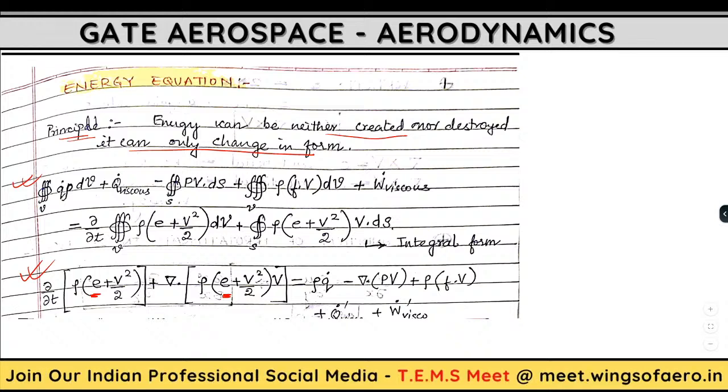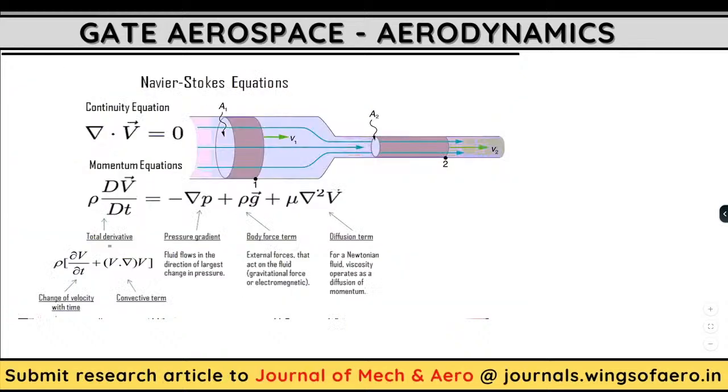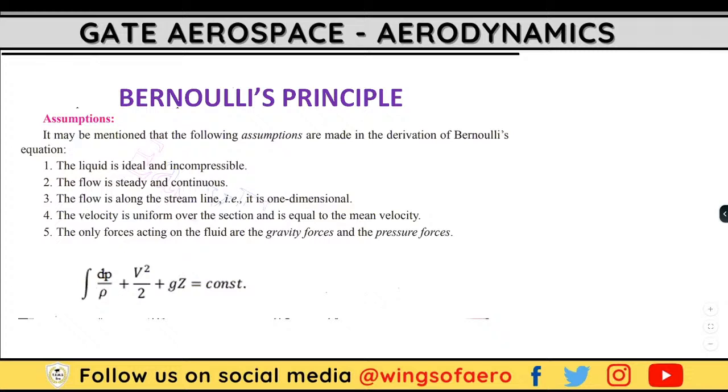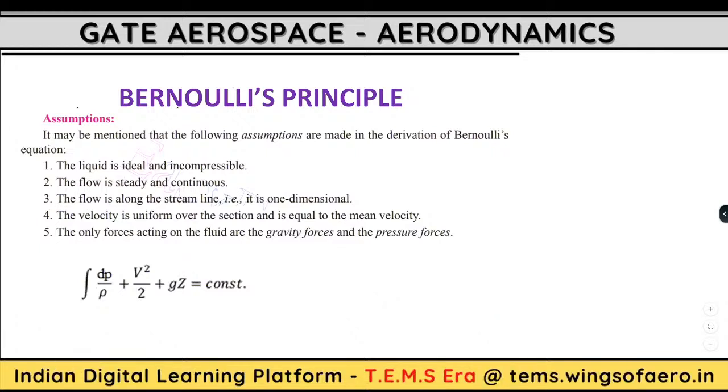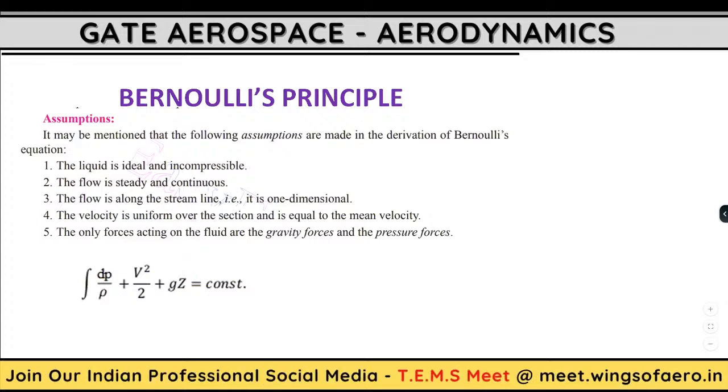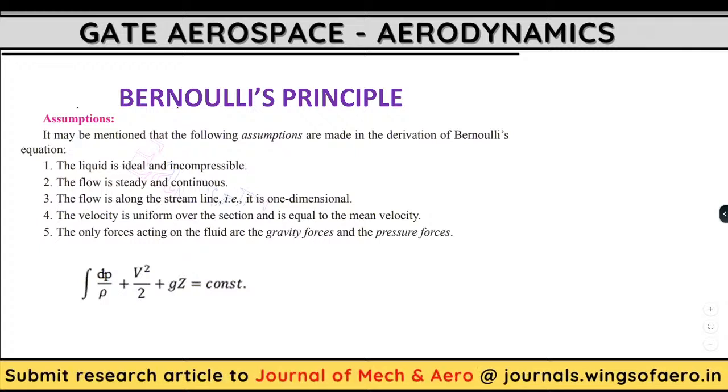Now we'll move to the main important part, Bernoulli's principle. From there we can get a couple of questions. Okay? So remember, when we talk about Bernoulli's principle, first remember the assumptions placed in the Bernoulli's equation. The flow is always steady, continuous, okay, incompressible, irrotational. So these are the assumptions which you can see, and the velocity is also uniform over the section, and which is equal to the mean velocity.